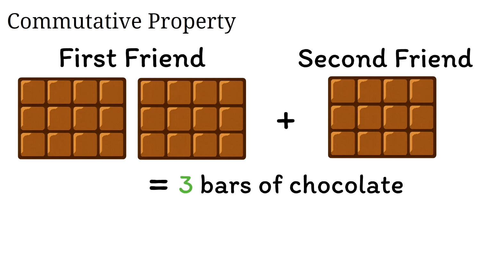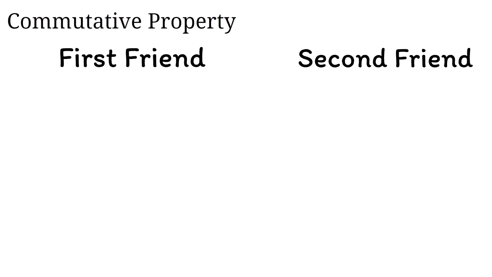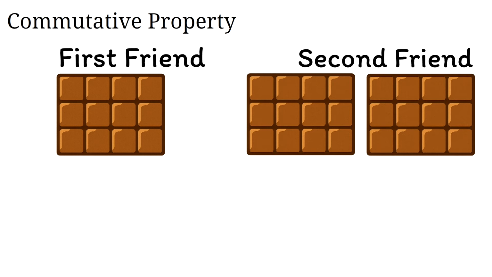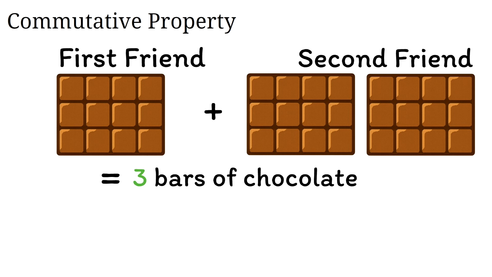Now, let's say the 2 friends exchanged their chocolates. So the first friend now had only 1 bar of chocolate, and the second friend now had 2 bars of chocolate. If we add both friends' chocolates again together, we will still have the same 3 bars of chocolate in total. This is called the commutative property. The commutative property allows you to swap the positions of the values and still get the same answer. In our example, we saw that even after swapping the chocolates, the total stayed the same. We still had 3 chocolates in all.